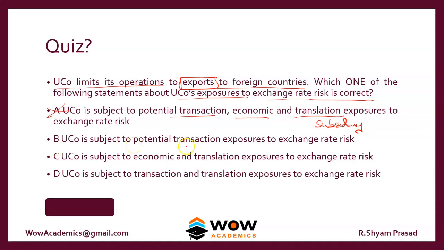Option B: UCO is subject to potential transaction exposures. That is correct. They are exposed to transaction. Option C: UCO is subject to economic and translation risk. Translation will again not come, so this is wrong. Option D: UCO is subject to transaction and translation exposures to exchange rate risk. Again, this will not come because translation refers to subsidiary. So it would be only option B.